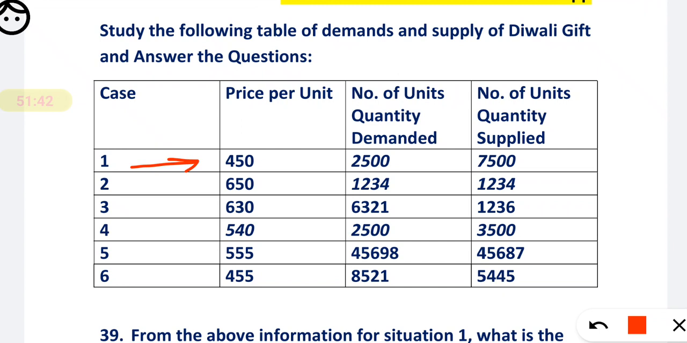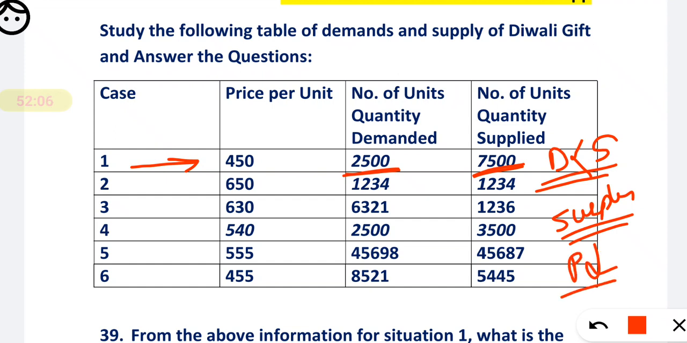See here. What is the quantity demanded? 2500. What is the quantity supplied? 7500. That means our demand is less than supply. That means you have supplied more quantity than demand. That is called the surplus. And when there is a surplus in the market, that means excess supply in the market, your price will automatically go down because excess products will be available in the market, so definitely the price will go down.